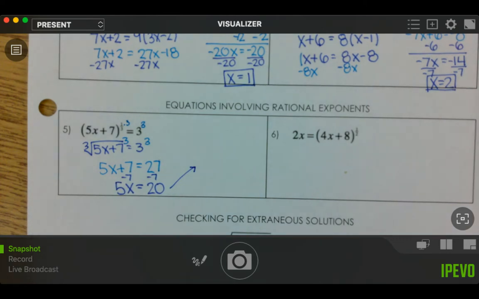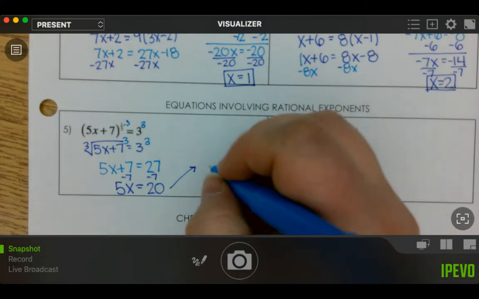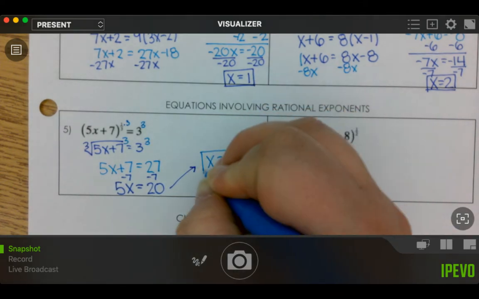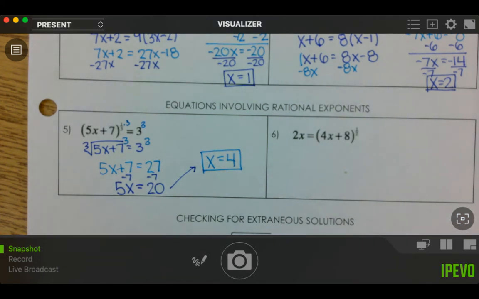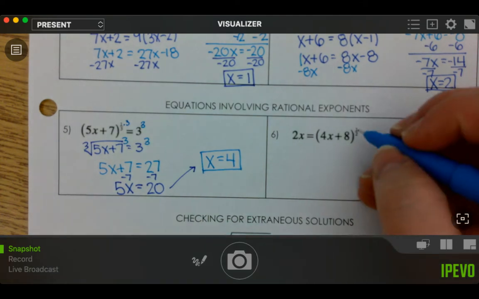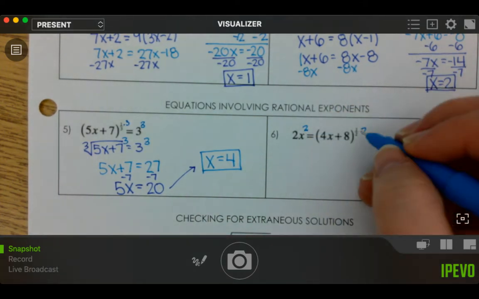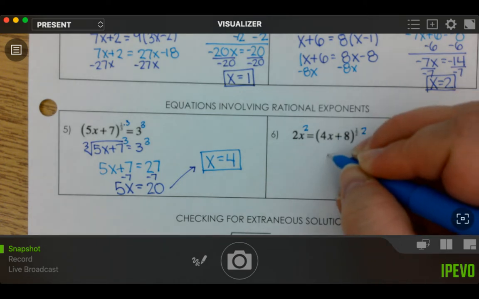Okay, so I'm subtracting the 7. That gives me 5x equals 20. Hopefully you know that that means x equals 4. Either you divide by 5 on both sides, or you're asking yourself 5 times what equals 20. All right, same thing on this next one, but we have a 1/2 power, so I need to square both sides to get rid of that 1/2 power. So that now these multiply to 1, and this side is just 4x plus 8.